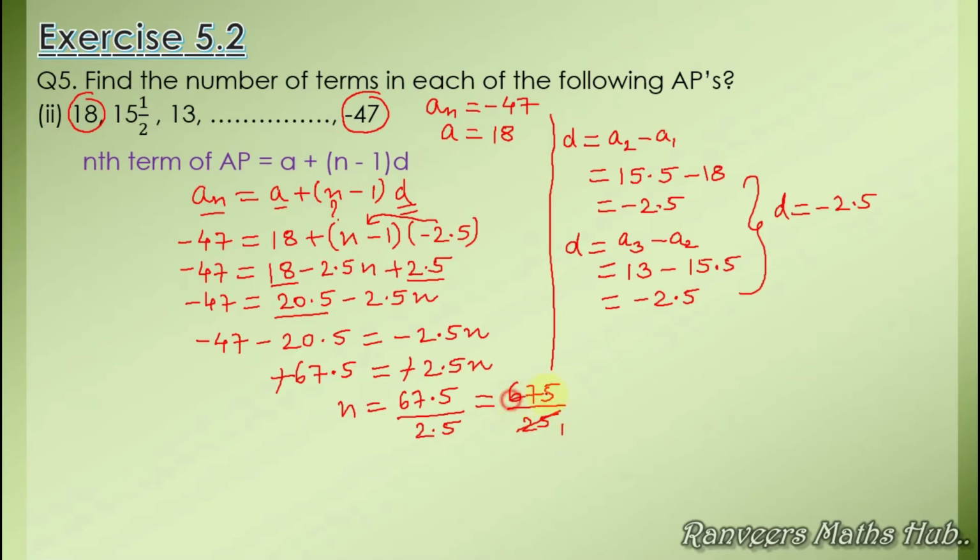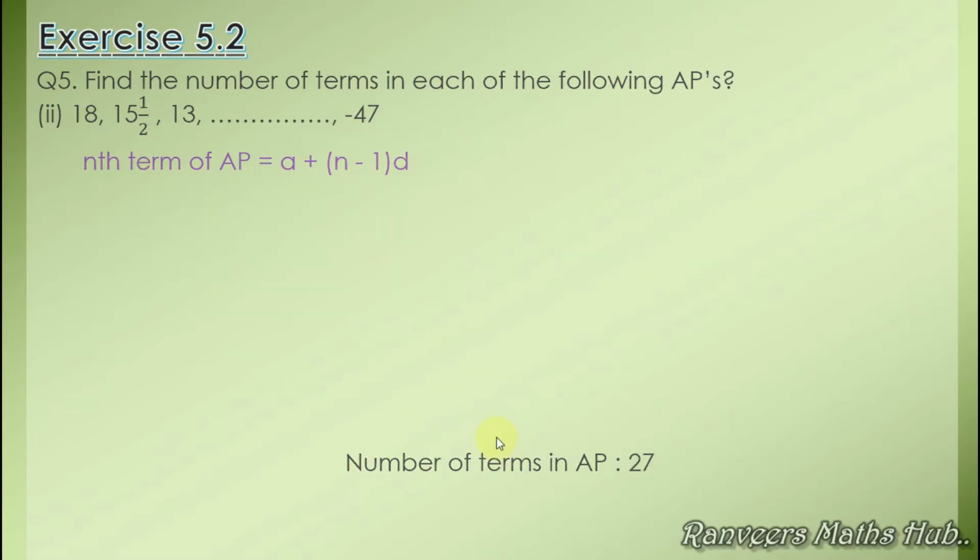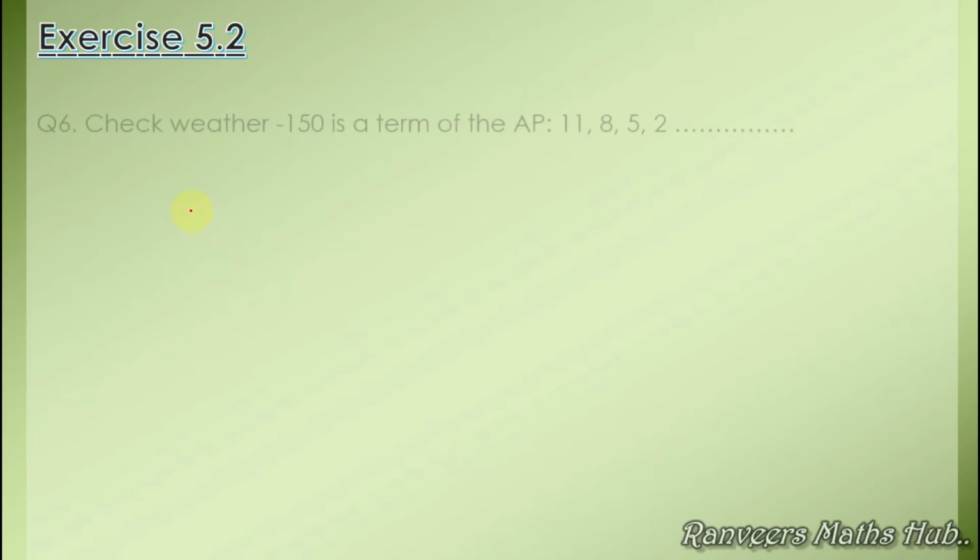So 25 ones are 25, 2 is 50. So 17 and this 5. So 175. So 25 sevens is 175. So what will be the value of n in this case? It is 27. So the number of terms in this sequence is 27. Okay. Now next question.